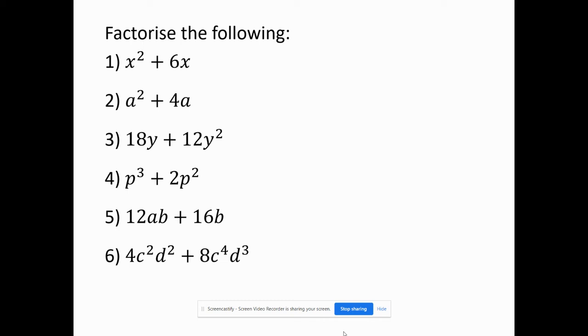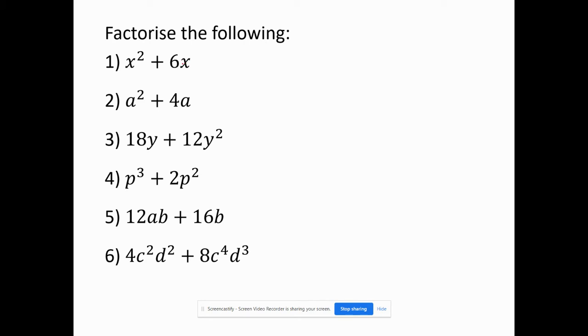So we're going to look at some slightly harder single bracket factorization problems here. And we're starting off with this one where we've got x squared plus 6x. In terms of the numbers, we don't have a number in front of the x squared and we've got 6 in front of the x here. But you'll notice that we have x in both of these parts. We have x squared here and x here.